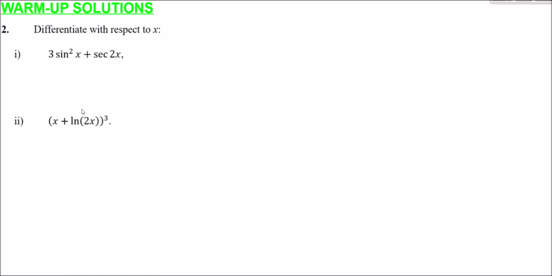Question 2. Differentiate these with respect to x. So the first one, we've got 3 sine squared x, and this one here is sec 2x. So d by dx of 3 sine squared x plus sec 2x. I'm going to use the chain rule for the sine squared x. I'm not going to go into depth with it, I'm just going to explain what I'd do. I'd set u to be sine x, so then sine squared x is u squared.